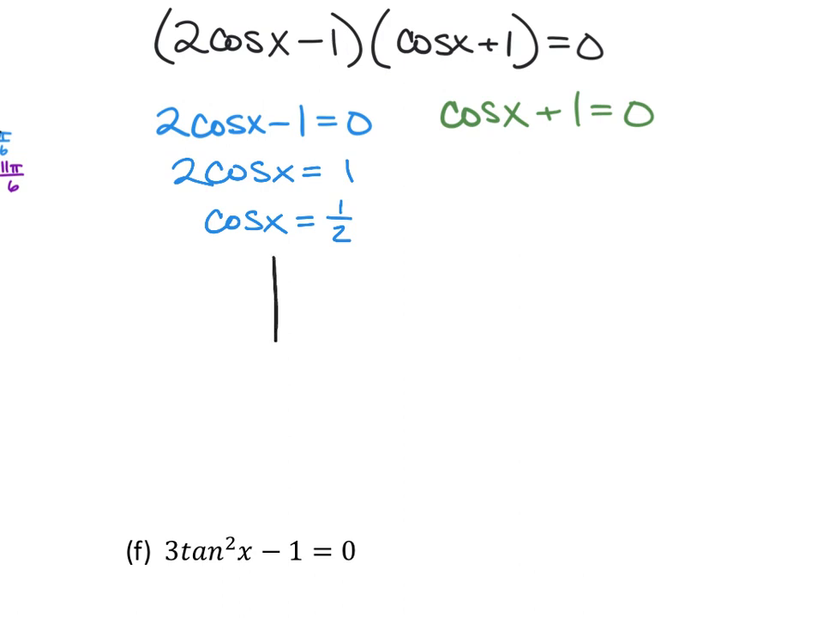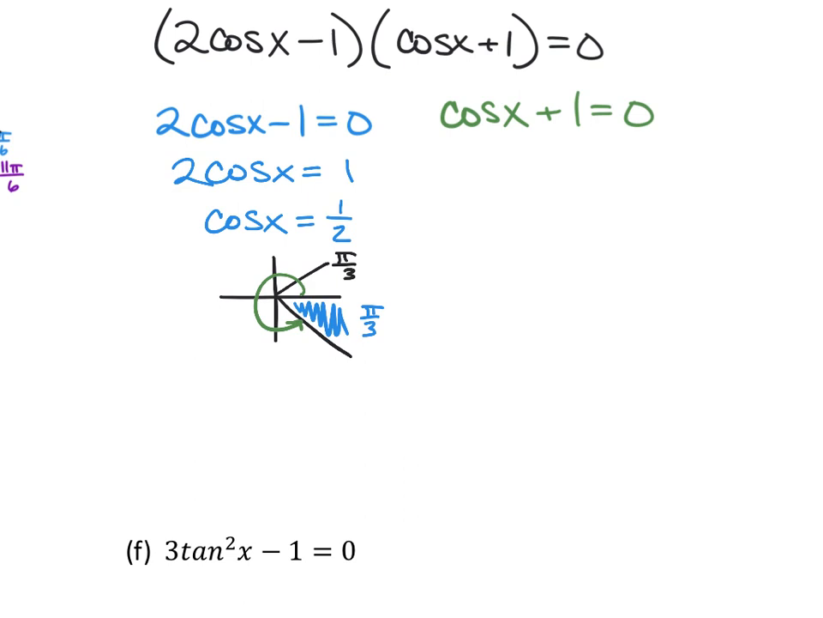Pi over 3. So normally, we know that pi over 3 would be 1/2 for cosine. In what other quadrant will that also be the case? 4. Because cosine is also positive in quadrant 4. But that means that this angle is pi over 3, the reference angle.